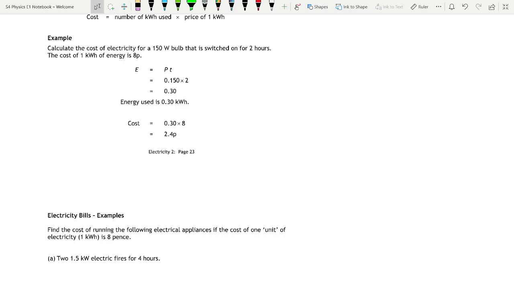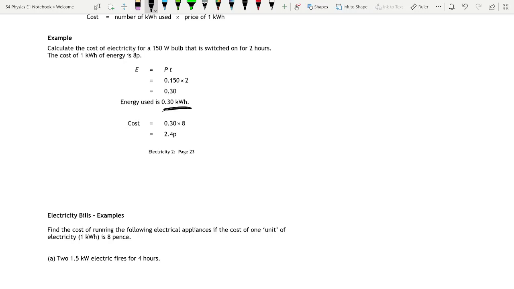So to find out how many kilowatt hours there are, you have to change the power into kilowatts, annoyingly, and change the time into hours. So the time is already in hours. So the kilowatts is 0.150. So that's how many kilowatts 150 watts are, times by 2. So the number of kilowatt hours is 0.30 kilowatt hours. Then if 1 kilowatt hour is 8p, then the total cost is the number of kilowatt hours times by that number. So 0.3 times 8, which is 2.4.